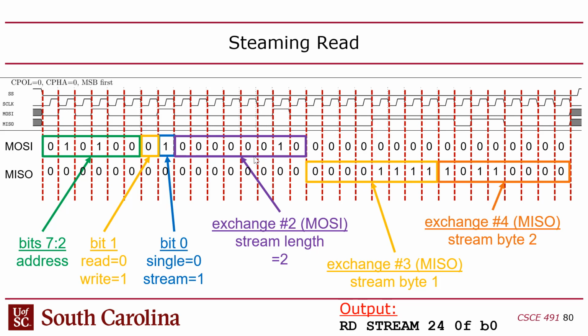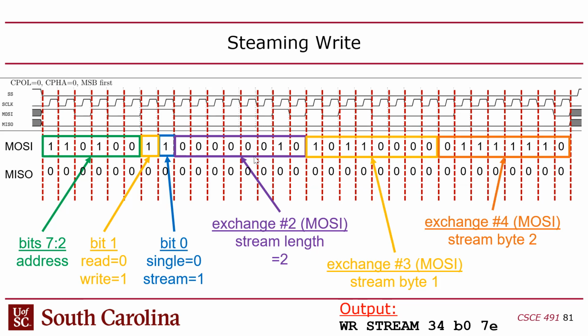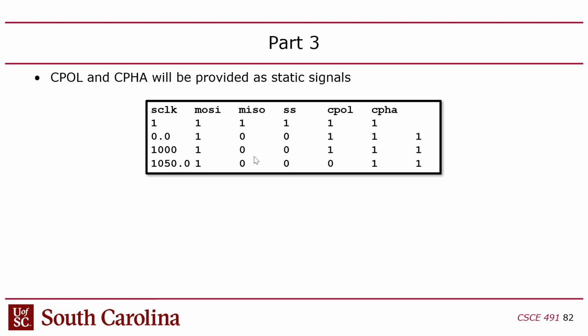Which is 2, right? So I'm going to do 2 bytes, and so then the next 16 cycles, 2 times 8, I'm going to read not MOSI, but MISO, because it's a read. I'm expecting data to come back. And each of those bytes is going to be 0F and then B0, right? So then your program should print read stream 14, which is the address, and then the 2 bytes that it read would be 0F and B0, right? So it's just a matter of using those commands to read the waveform and then just interpreting the data or the functions. And then here's an example of a streaming write, same idea.